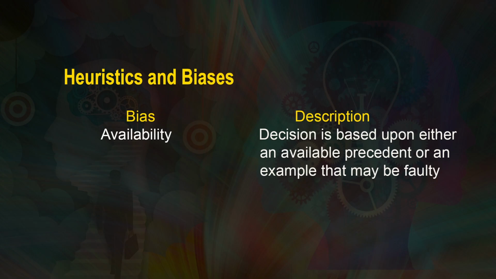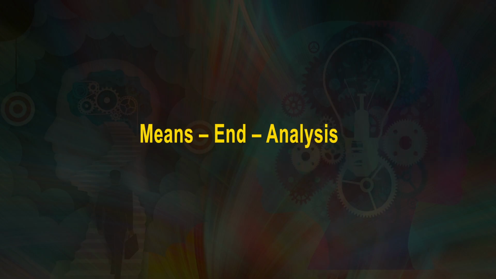The fifth bias, which is availability, which means a decision is based upon either an available precedent or an example that may be faulty. Now, let us look at the next strategy type, which is means end analysis.